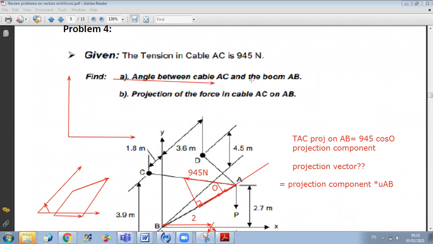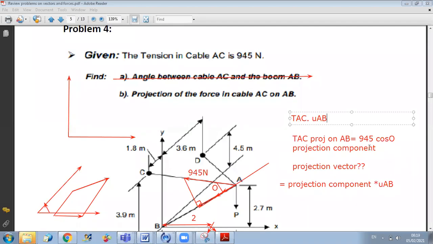Now, in case they didn't ask for the first question, and I don't already know the angle, and they just asked me the projection of the force in cable AC on AB, I can find the angle, then do what we did. But the easiest way, which we have learned in the course, to find the projection component of a vector on another line is T_AC dot the unit vector of AB. Whenever they ask you for the component of a vector on a line, if you don't already know the angle, you will do T_AC dot the unit vector of the line on which you want to project.